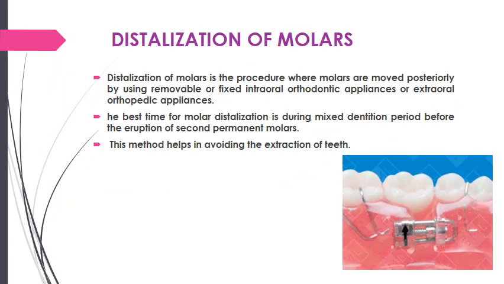The other method of creating space is by distalization of molar. So it is the procedure where the molars are moved posteriorly by using removable or fixed intraoral orthodontic appliances, or sometimes by using an extraoral orthopedic appliances just like the headgear. But in general, the best time for molar distalization is during the mixed dentition period before the eruption of the second permanent molar, so we can get more space and less resistance to the sixes movement. And this method usually have many advantages, such as we can avoid the extraction of teeth, and it prevents the arch collapse.